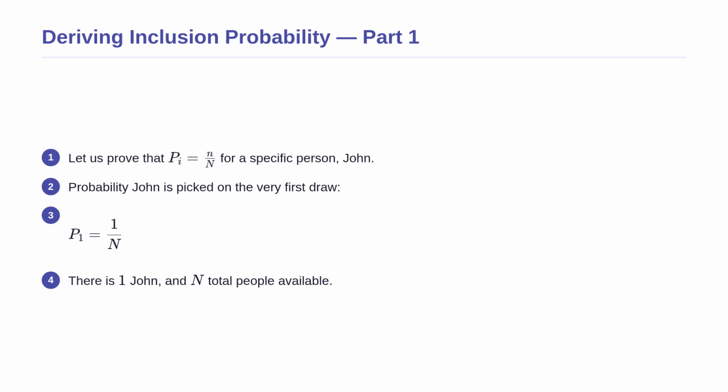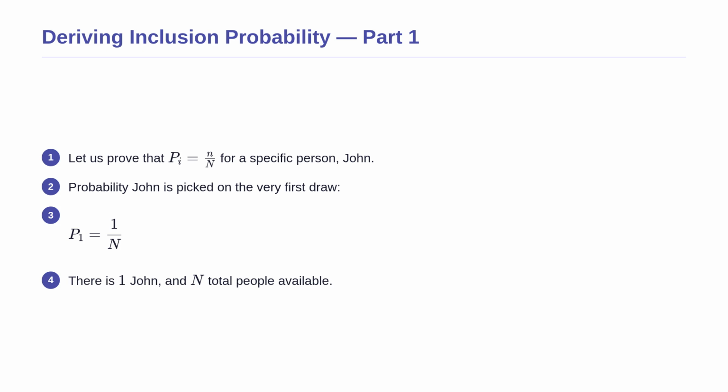Now that we have used the procedure in a real-world scenario, let us understand exactly where the inclusion formula comes from conceptually. We want to mathematically prove that the total chance of being picked is n over capital N. To do this, let us track a specific person in our population. Let us call him John.